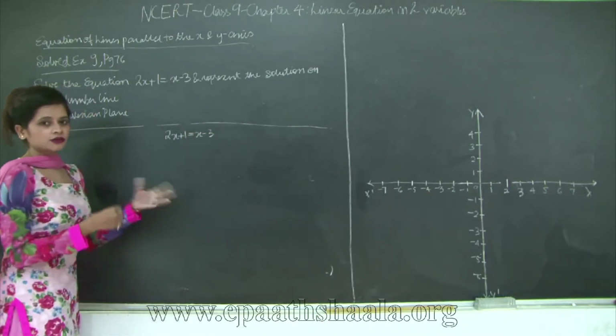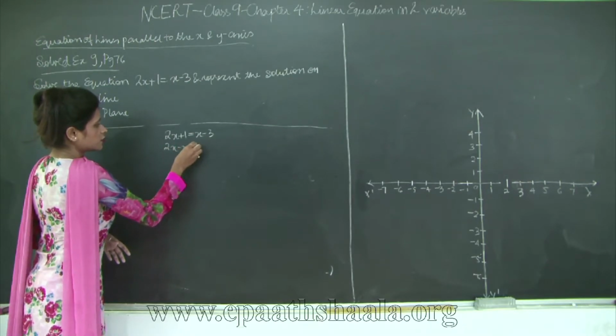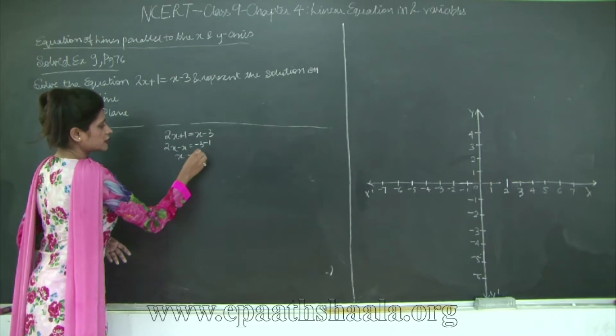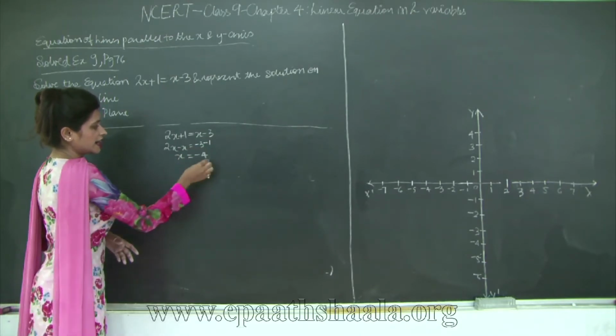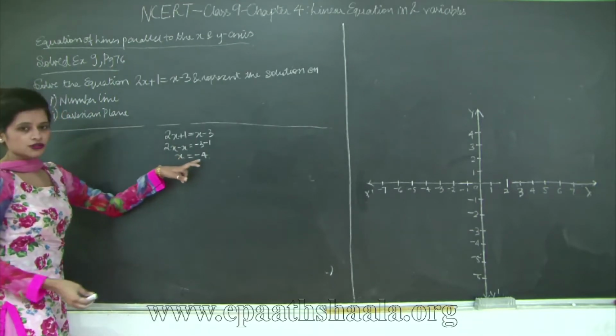I'll bring like terms on one side. So 2x minus x is equal to minus 3 minus 1. Therefore, x is equal to minus 4. So now here we have x is equal to minus 4. This is a linear equation in one variable also, if you notice.